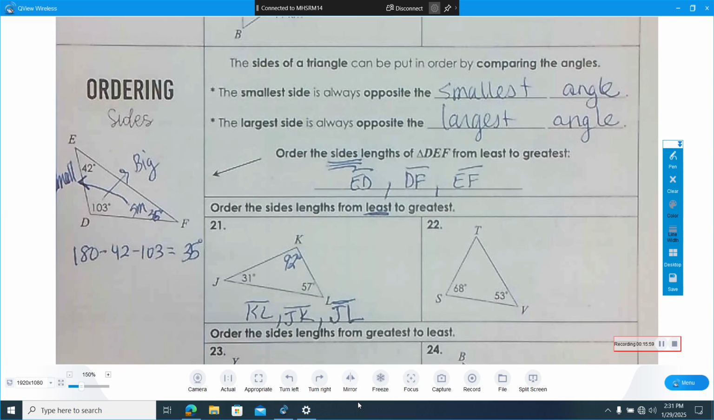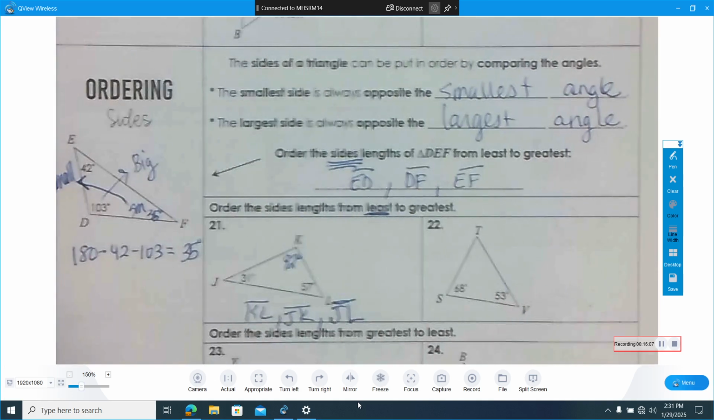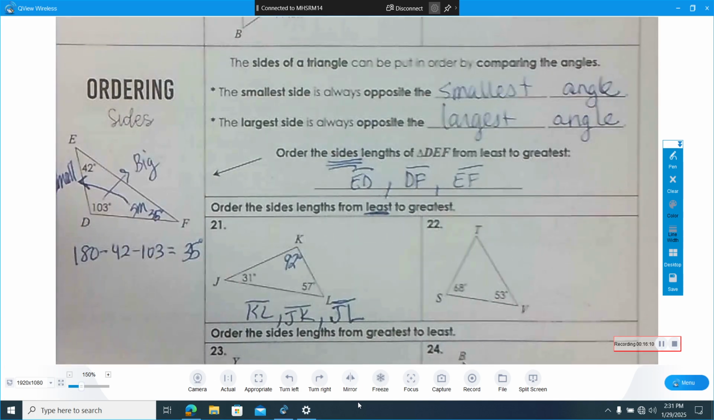All right, ladies and gentlemen, do you have questions for me? You will want your notes out. You will need them for Delta Math, so have them handy, and you can work on the Delta Math assignment.